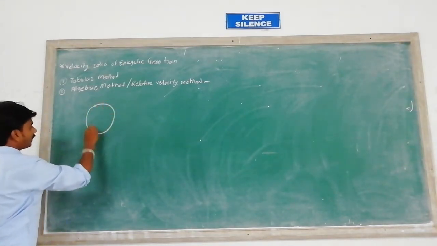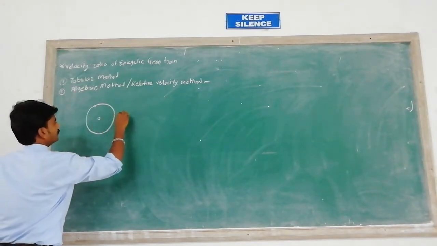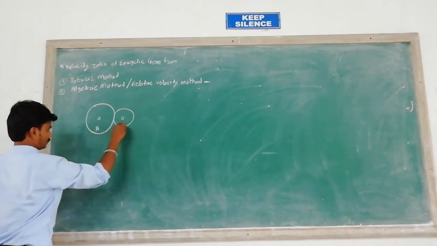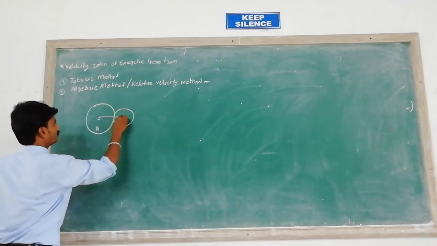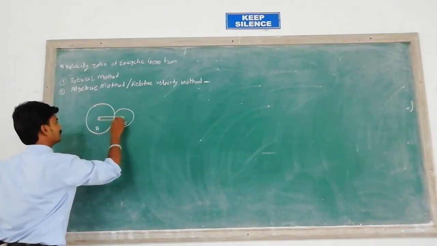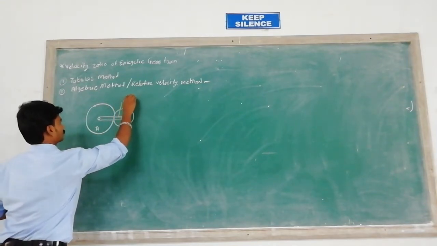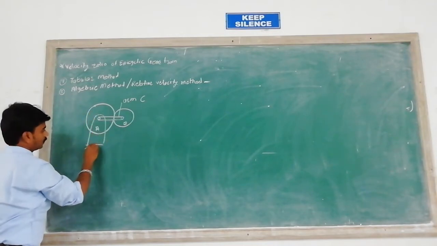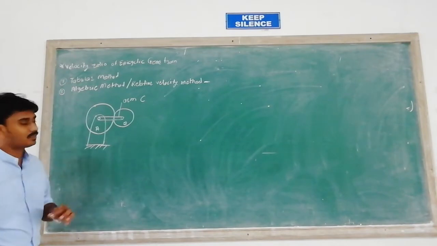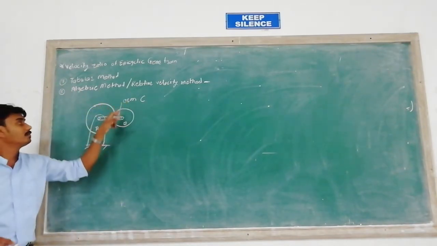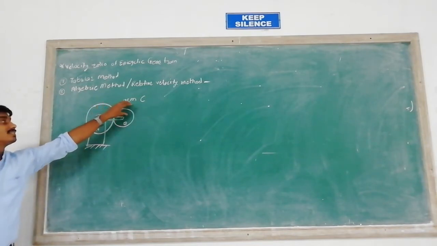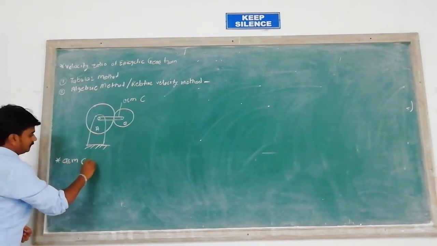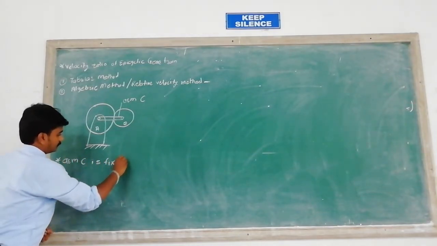Consider this is a gear A, meshing with the gear B. Gear A and gear B are both connected by the arm C. First of all, I consider here that the arm C is fixed. This is the first condition: arm C is fixed.